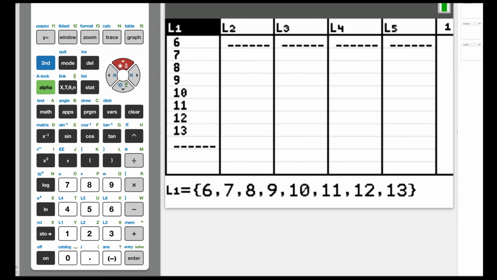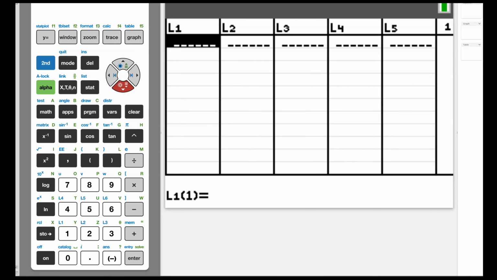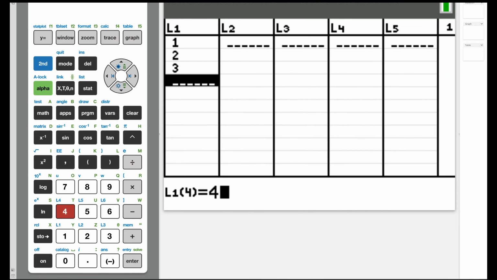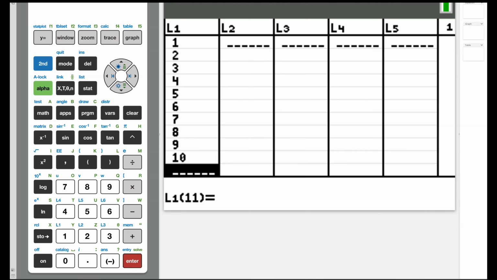Do not press delete. All right, so go through and you're going to put in all of your X values into list 1. So we have 1, enter, 2, enter, 3, enter. So just keep putting your number in, and we're going to go all the way up to 10. Make sure you press enter after 10. That way it stays in your list.